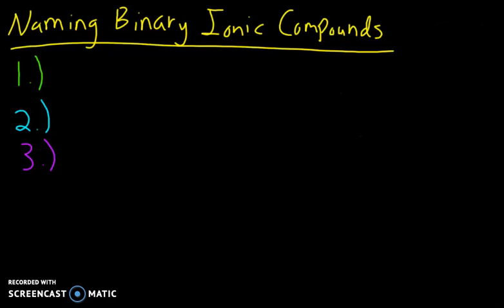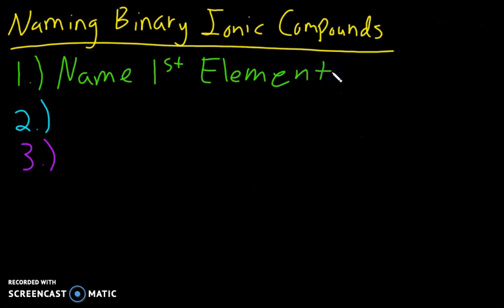Hello, so in this video we're going to be talking about how to name binary ionic compounds. To do this, there's only 3 steps that you need to follow. Step 1 for naming an ionic compound is just name the first element. Pretty simple, just look at whatever the first element is and just write its name. Second step, it's just as easy. Name the second element.